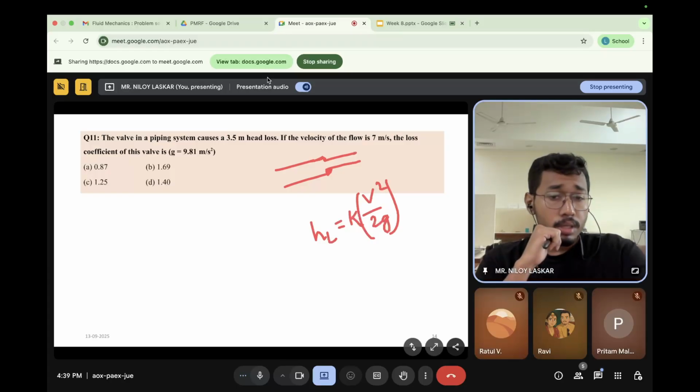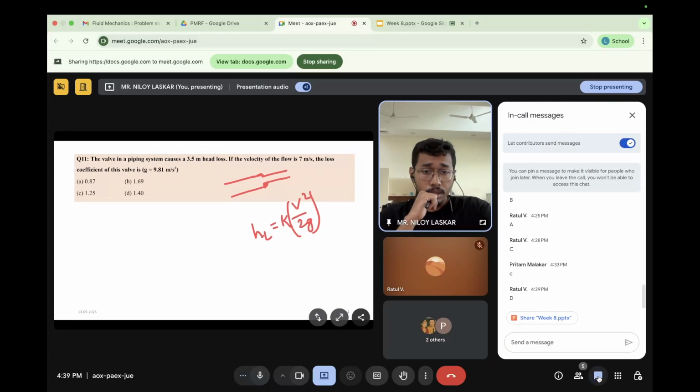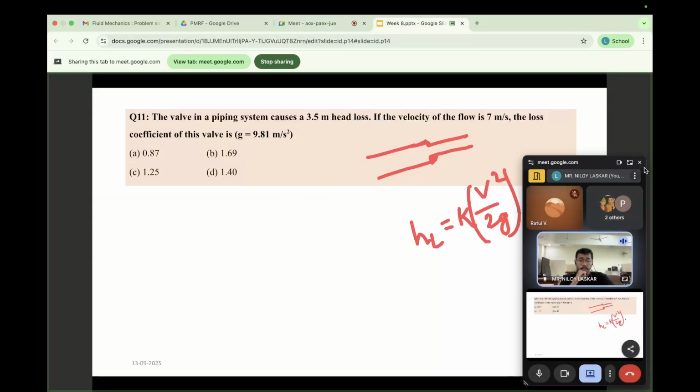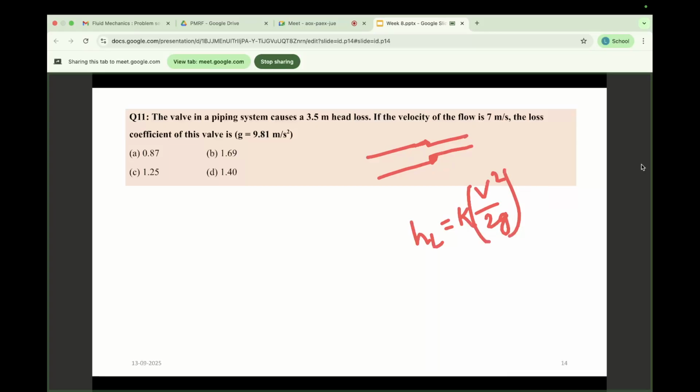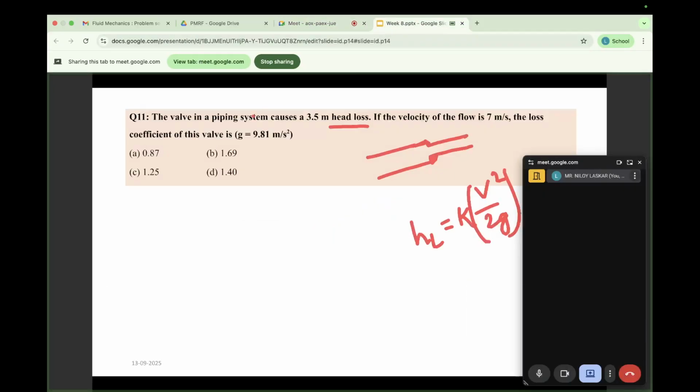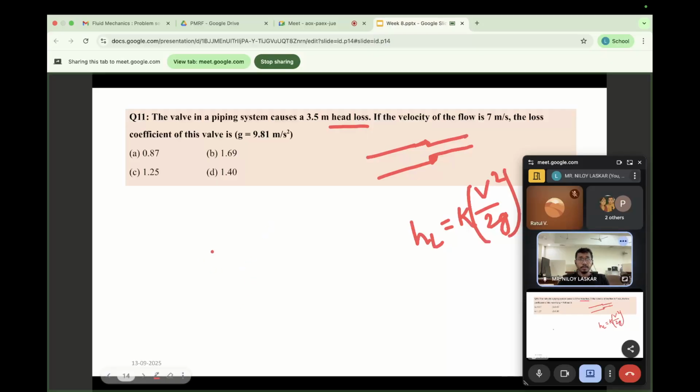Yes, Ratul said option D. Okay, so let us check. In such types of questions, you first have to identify what is given. See, in this question, head loss is already given. So no need to think of anything else. Whatever the formula of head loss, you have to multiply a K, or constant, with it. Someone has also said option D. So two people have answered.